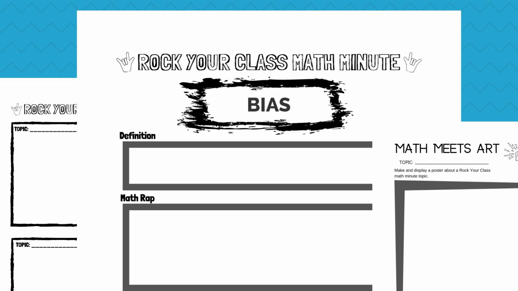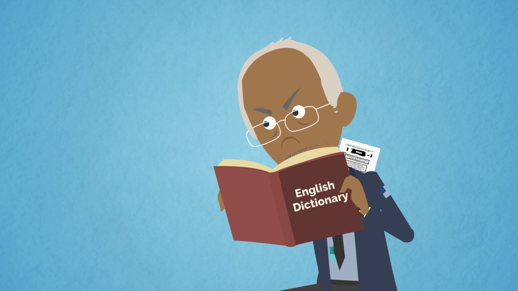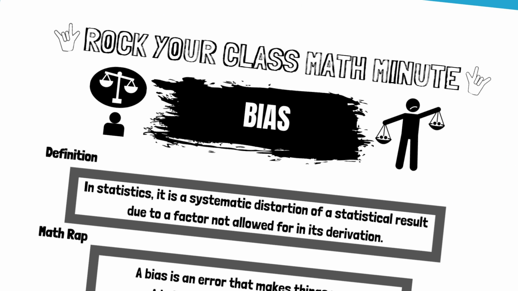Bias. What does the dictionary say? In statistics, it is a systematic distortion of a statistical result due to a factor not allowed for in its derivation.